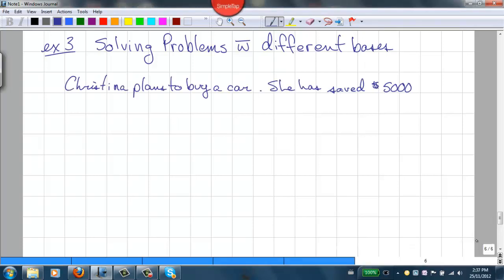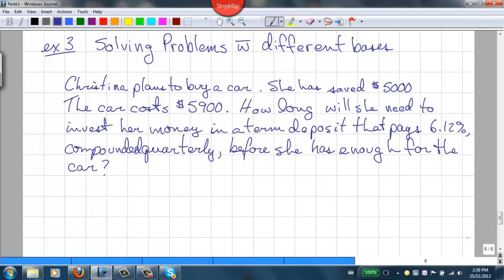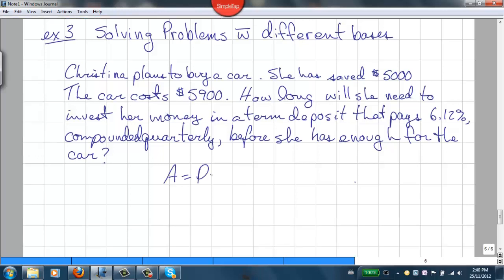So in this question, Christina plans to buy a car. She's saved about $5,000, and the car costs $5,900. How long will she need to invest her money in a term deposit that pays 6.12% compounded quarterly before she has enough for the car? So in order to do this, we need to use the formula for compound interest. And that formula looks like this. A is equal to P times 1 plus i to the power of n.